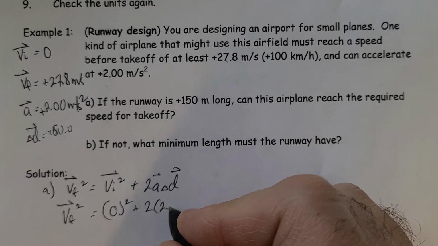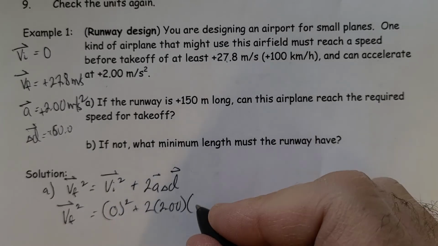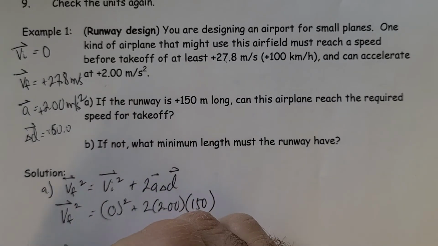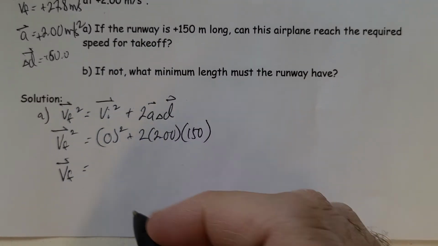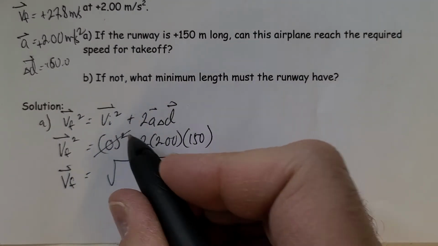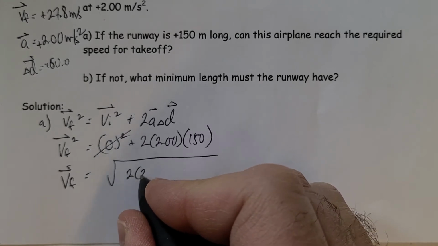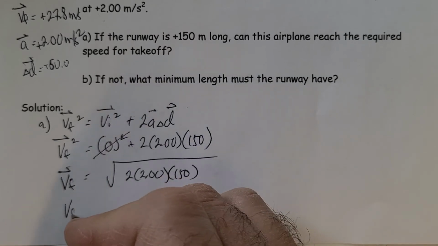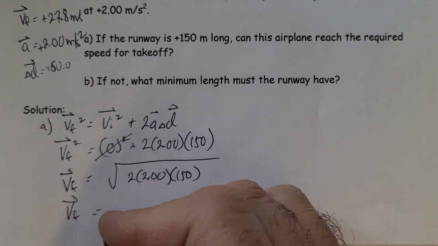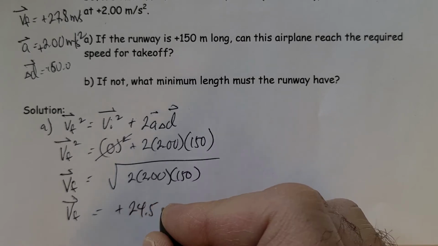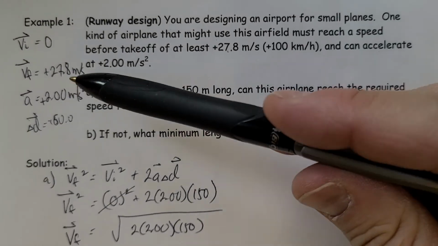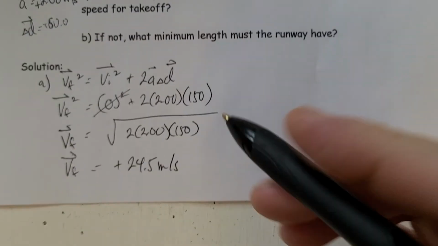And acceleration is 2.00. And D, we're trying to see, can I reach the end of that and have the acquired speed that I need? So we're solving for VF, so we're going to have to take the square root of each side, right? This part's going to be gone. So this is going to simply be 2 times 2.0 times 150. And when I solve that, multiply, and then take the square root, I get 24.5 meters per second. But I need to reach a speed of 27.8.